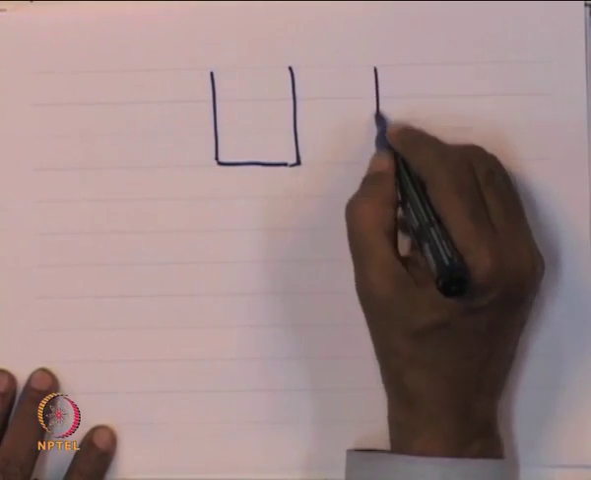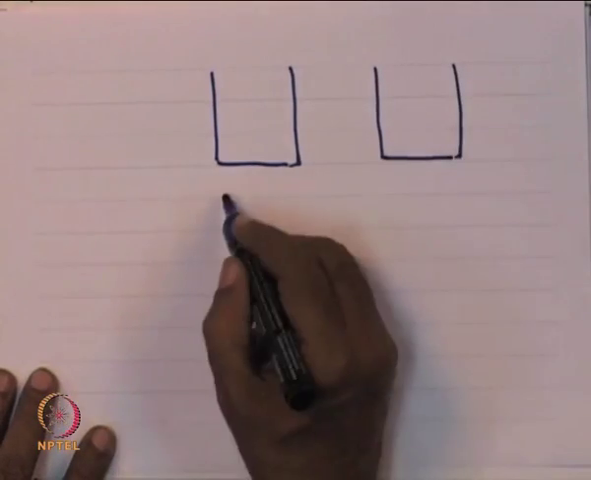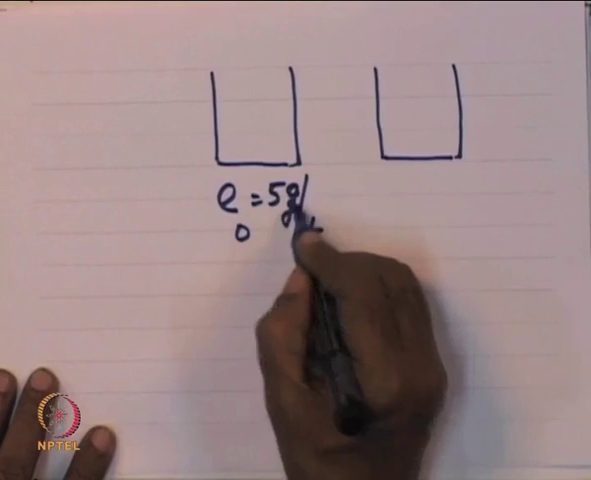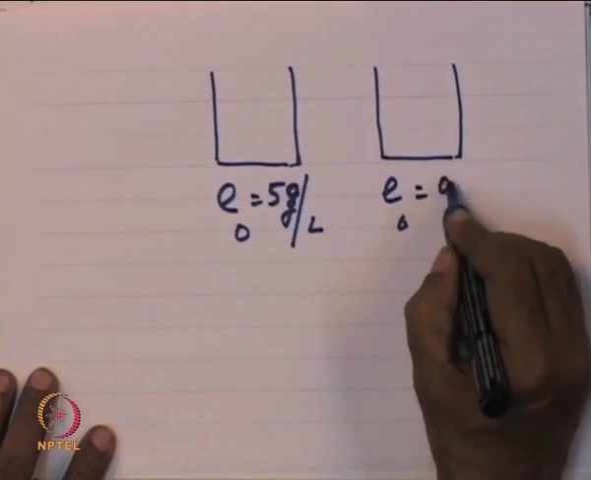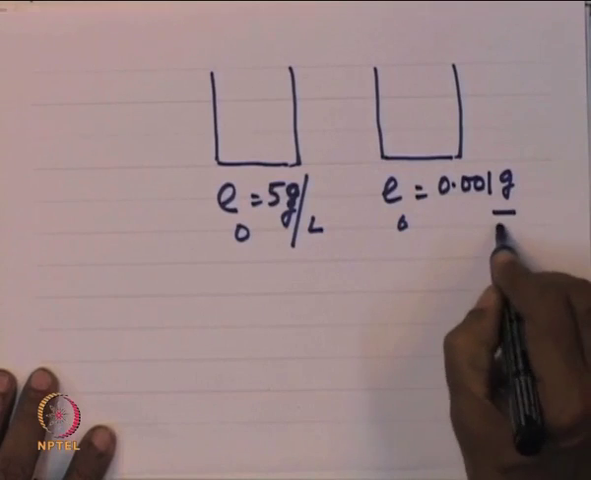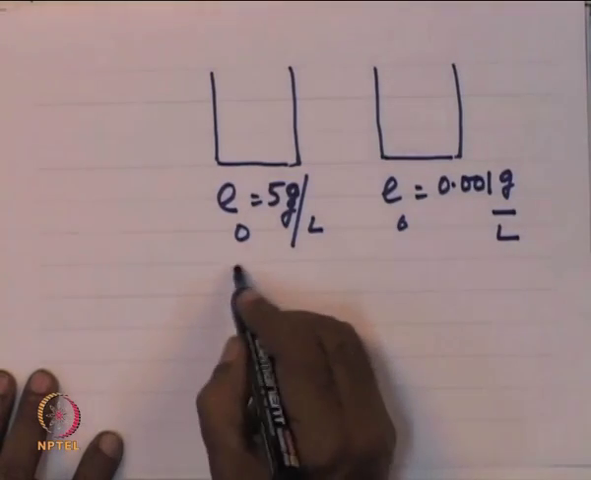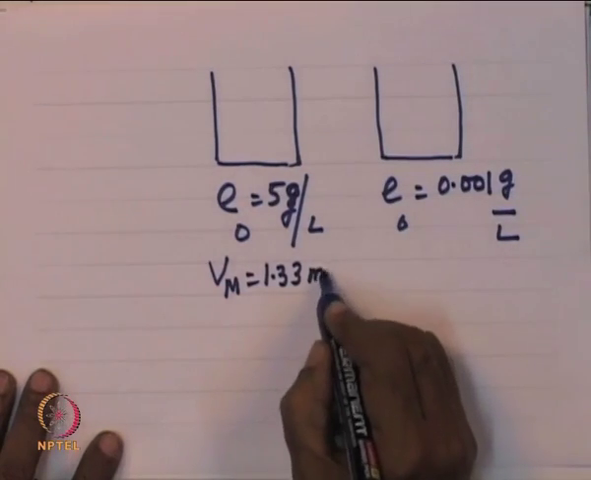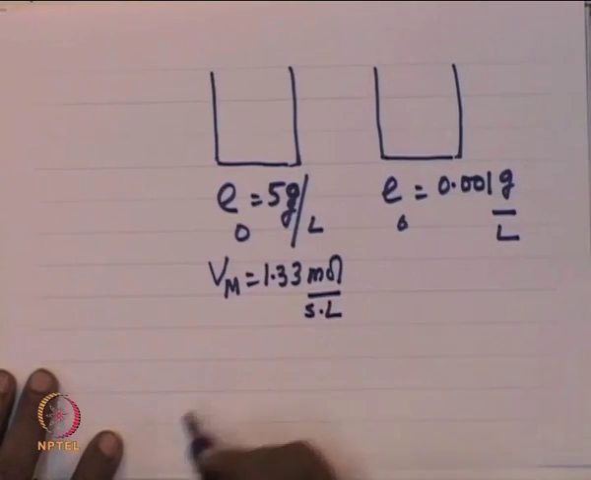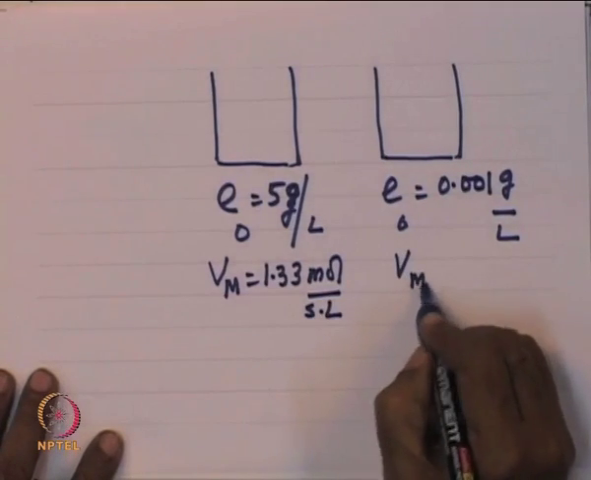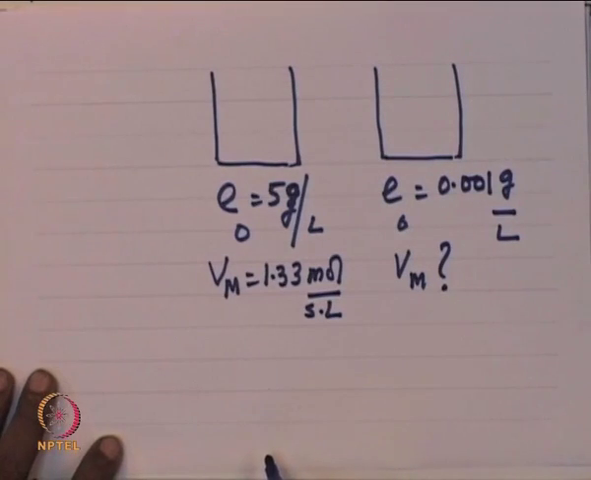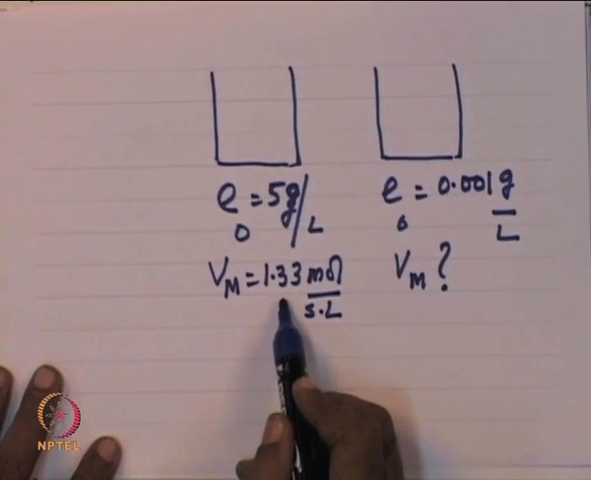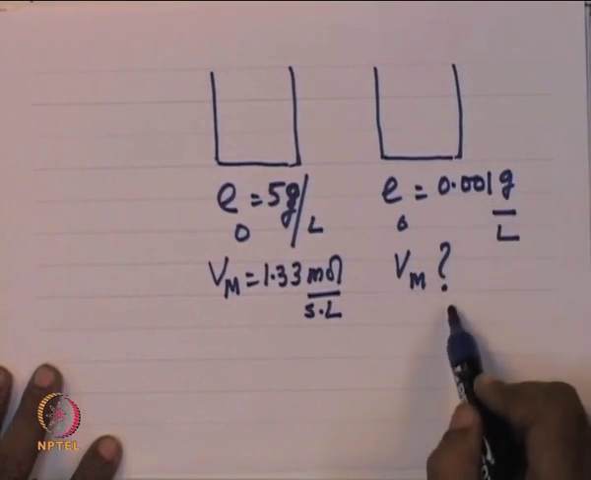We have a batch equipment. Experiment 1 is done at E0 equal to 5 grams per liter and experiment 2 is at 0.001 grams per liter. That is the only difference. And here Vm is given as 1.33 mole per second per liter. And what is the Vm here is the question. When E0 is 5 grams per liter, Vm is 1.33. So, when E0 is 0.001, what is the Vm directly?